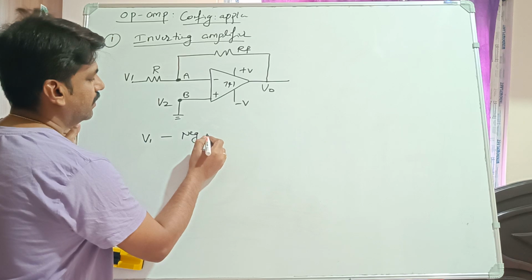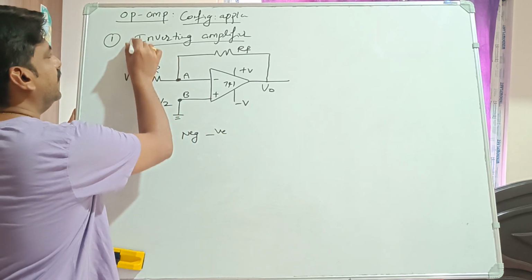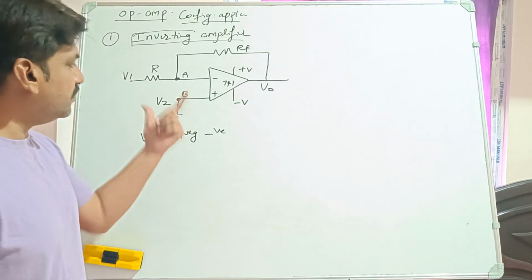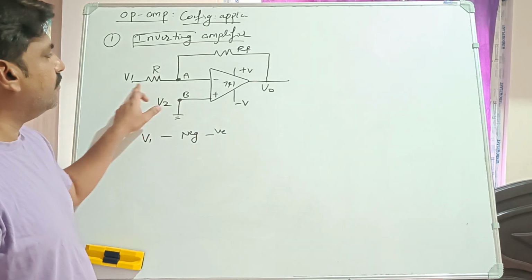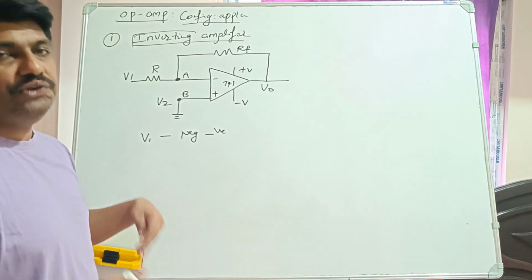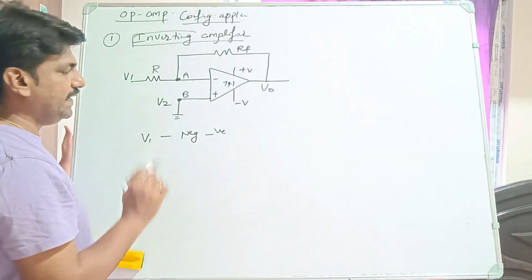Negative terminal, right? It is connected to the negative terminal, hence it is called inverting. What is the job of this amplifier? Whatever input you give at the input side, it is going to invert at the output side, right? That is the meaning of this.